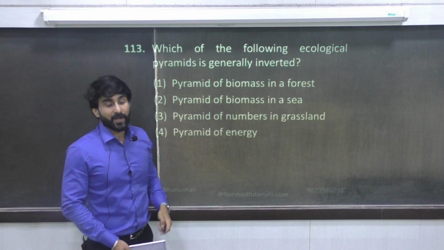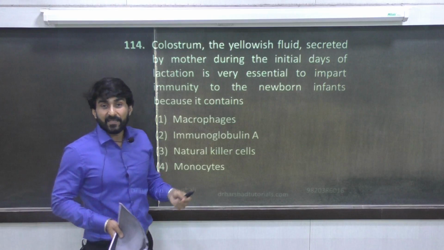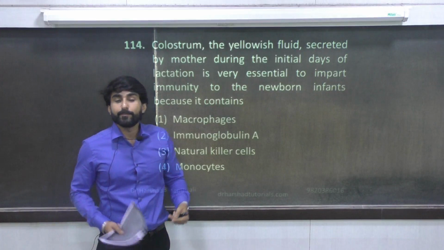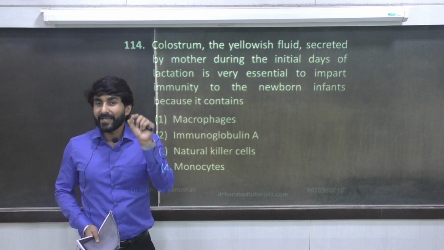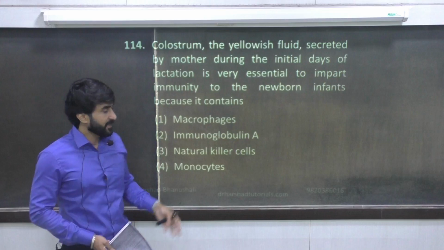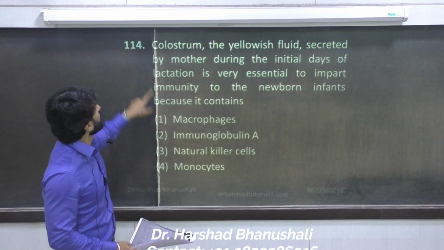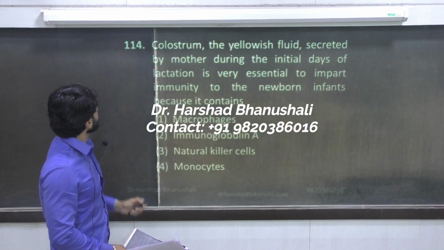The next question is about colostrum. Again, a very easy question, which says the colostrum is a yellowish fluid secreted by the mother during the initial days of lactation. Why is it important for imparting immunity? This is because it contains antibodies of IgA type. Now, instead of writing antibodies, they have done a slight twisting where they have written immunoglobulin A. Immunoglobulin A is nothing but antibodies type IgA. So that would be our answer. For question number 114, the answer would be statement number 2. We go to the next question.